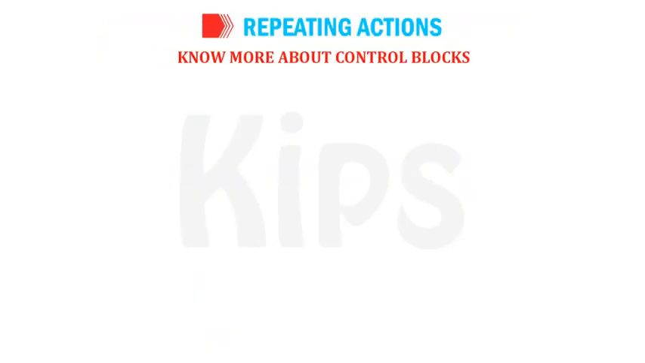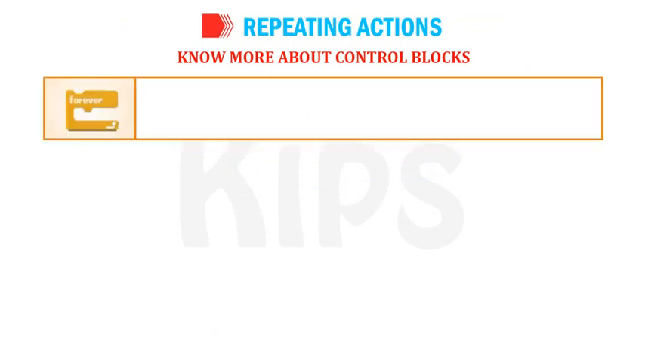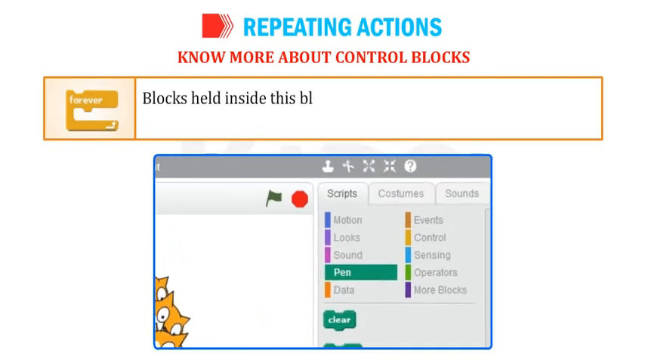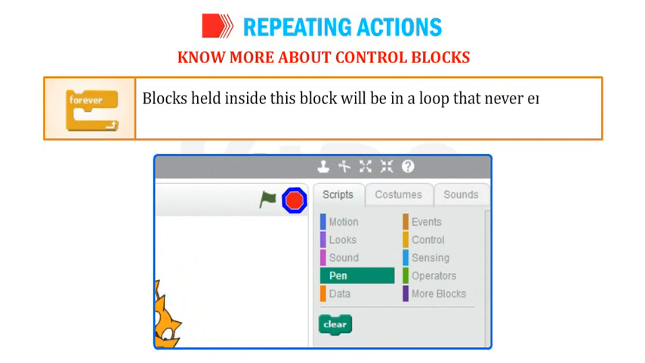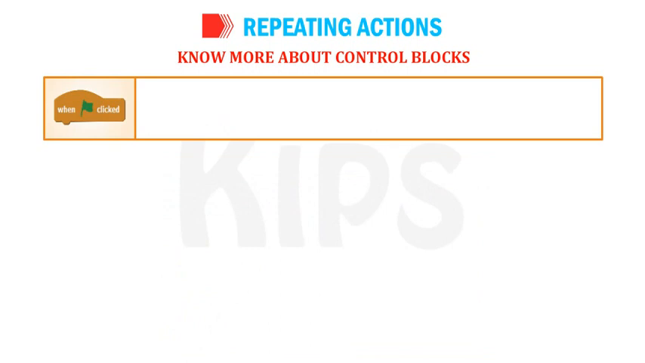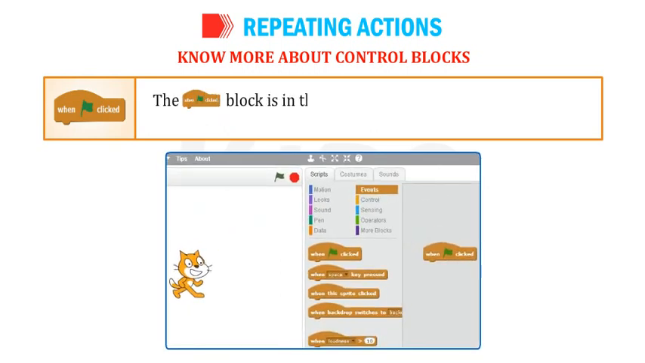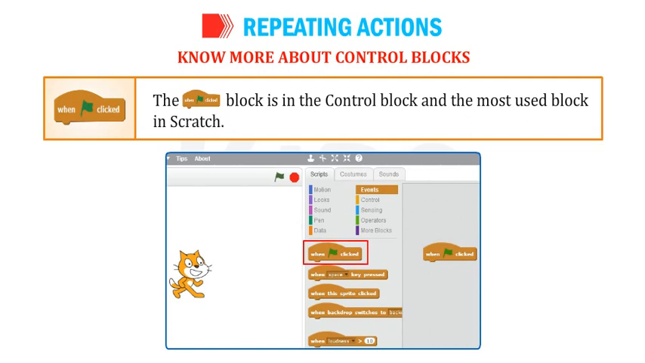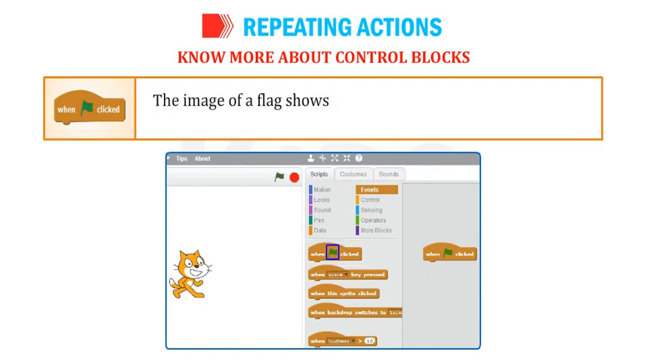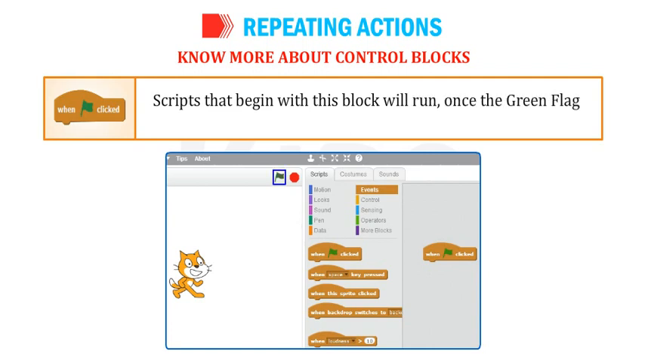Know more about control blocks. Forever. Blocks held inside this block will be in a loop that never ends unless the stop button is clicked. When clicked. The when clicked block is in the control block and the most used block in Scratch. The image of a flag shows how the block is connected with the actual green flag. Scripts that begin with this block will run once the green flag has been clicked.